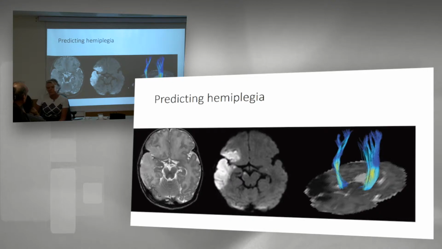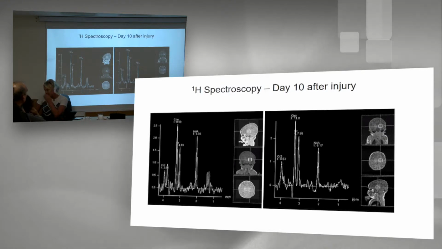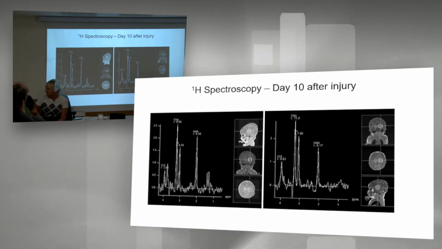And this is some of the information that is coming down the track in terms of being able to predict motor risk. We also use spectroscopy, and this is a baby who had significant basal ganglia injury, and on day 1 you can see there's a doublet here of lactate at 1.2 to 1.3 parts per million. The NAA, which is a measure of neural integrity, is still very good. But now we scan 10 days later, the lactate has gone, but the NAA has dropped because we've lost neurons during that time period.